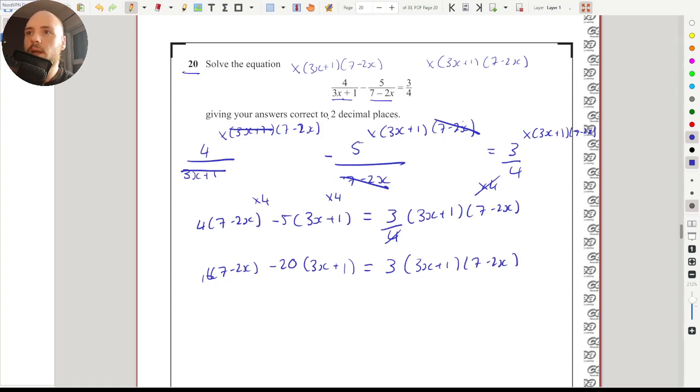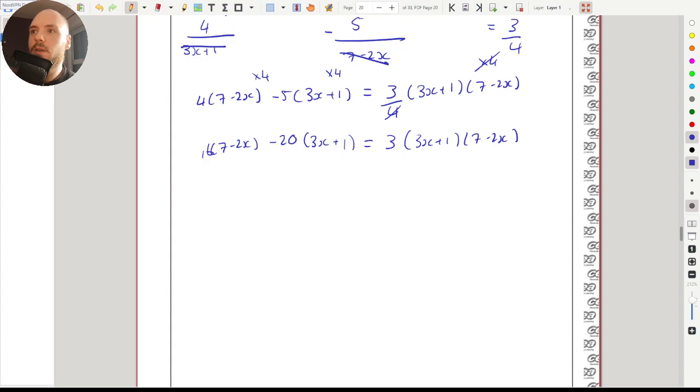Now it says correct to 2 decimal places. So what I'm thinking here is that we're going to get a quadratic from x by x here, and that quadratic is probably going to need the quadratic formula, which is minus b plus or minus the square root of b squared minus 4ac, all divided by 2a. So I'm just going to expand this out now.